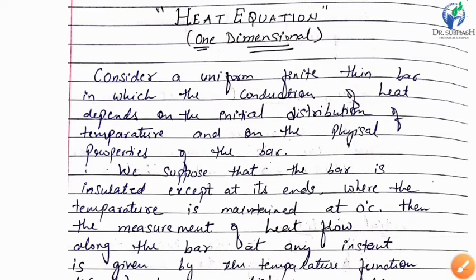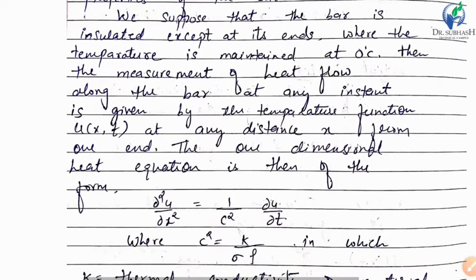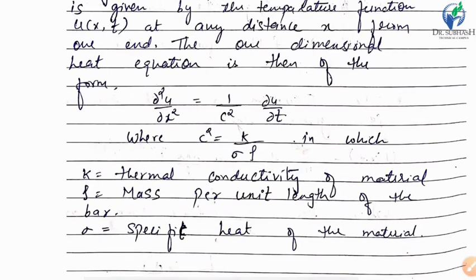Consider a uniform finite thin bar in which the conduction of heat depends on the initial distribution of temperature and on the physical properties of the bar. We suppose that the bar is insulated except at its endpoints where the temperature is maintained at 0. Then the measurement of heat flow along the bar at any instant is given by the temperature function u(x,t) at any distance x from one end.